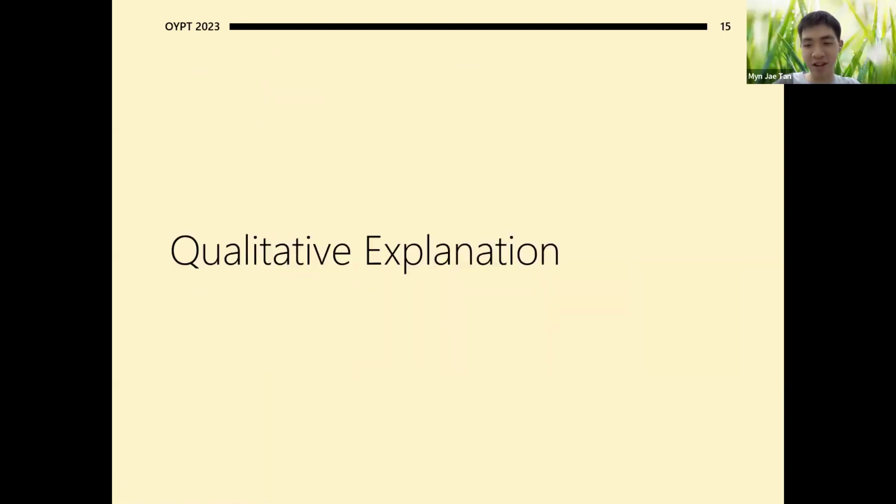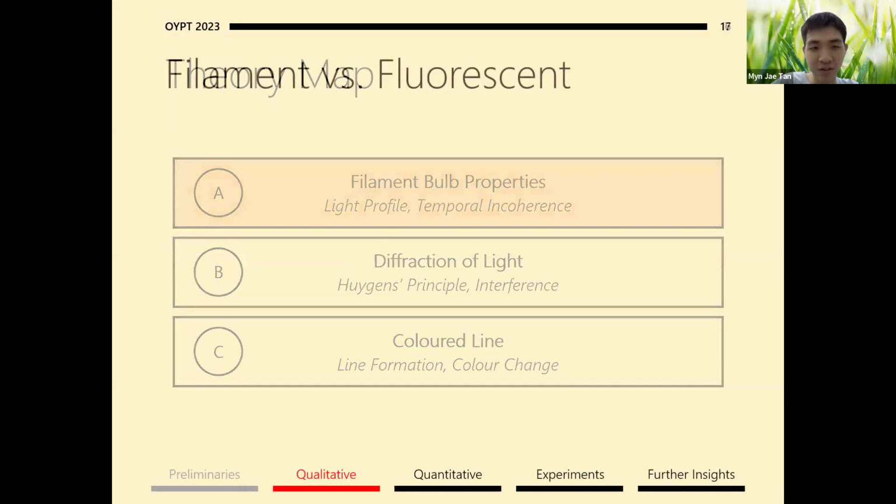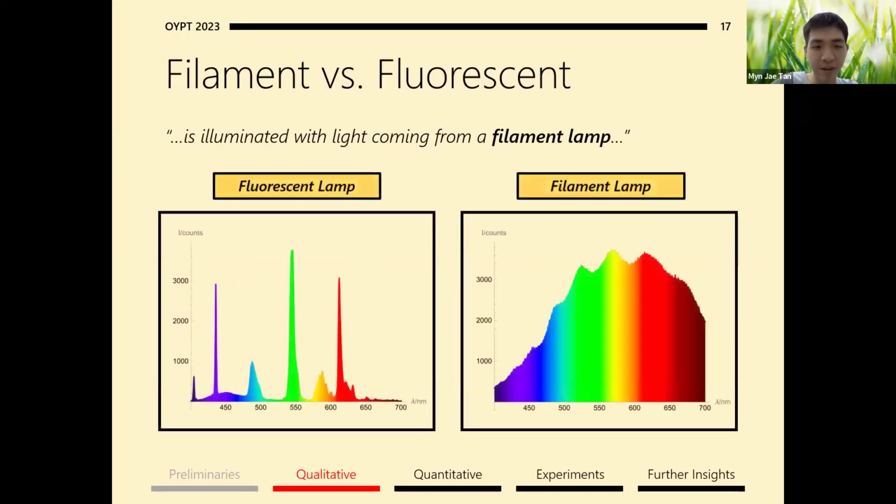So I'm moving on to qualitatively explain why this interesting phenomenon actually happens. Let's look at the property of the light source. In this case, I use a filament lamp because if you use other light sources such as fluorescent lamps, then only certain wavelengths are emitted, whereas a filament lamp emits all wavelengths of light.